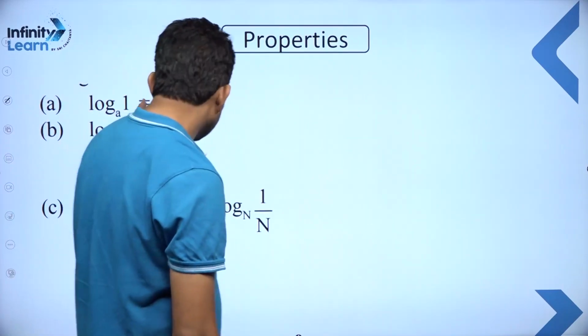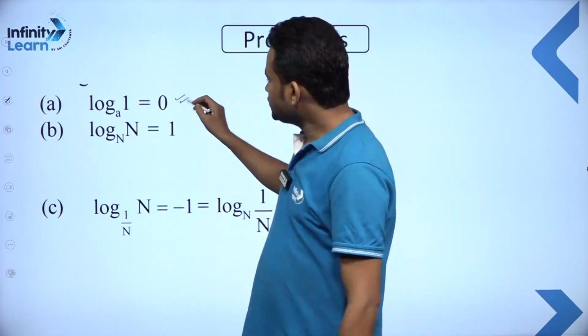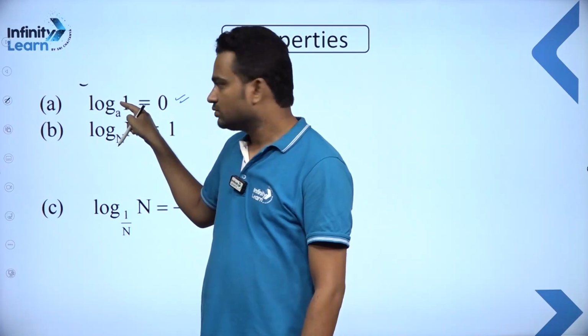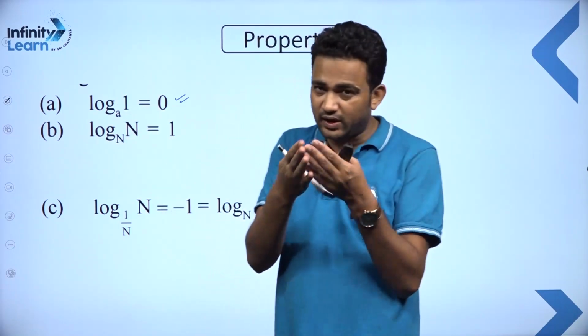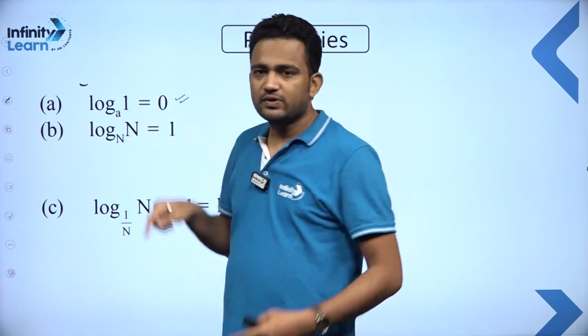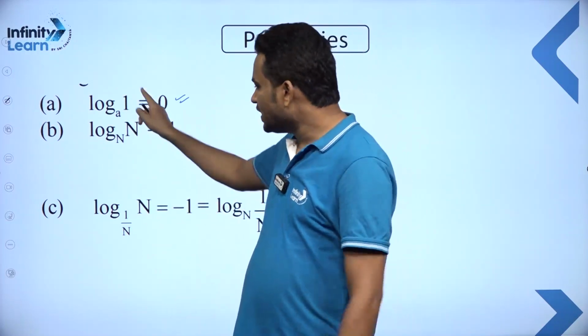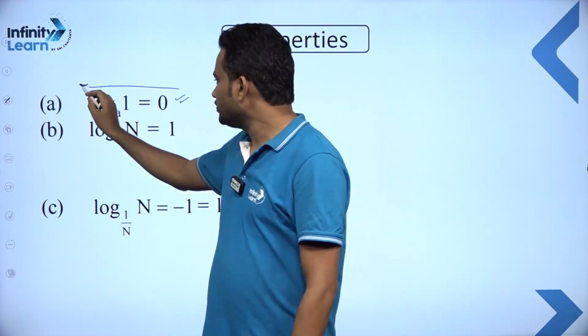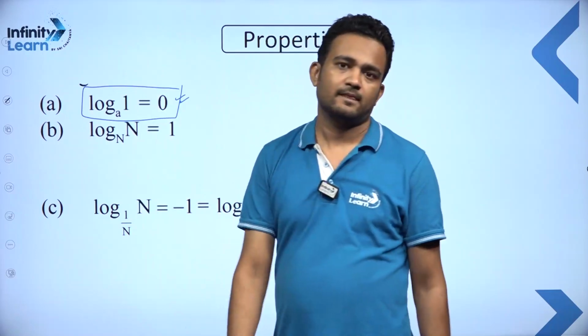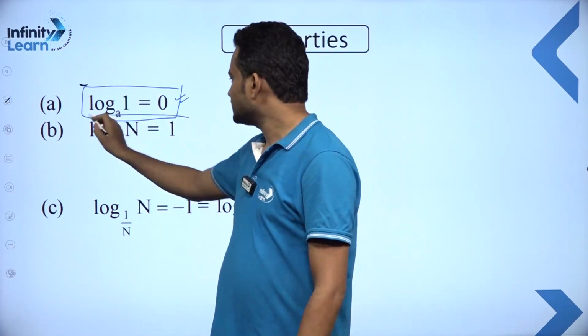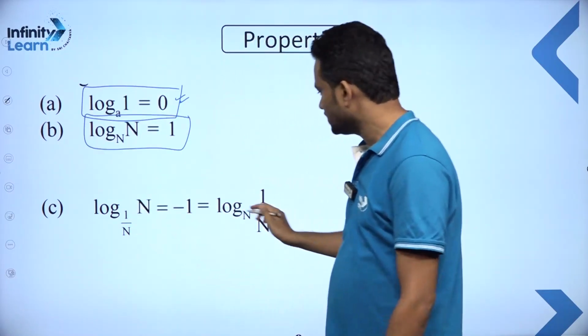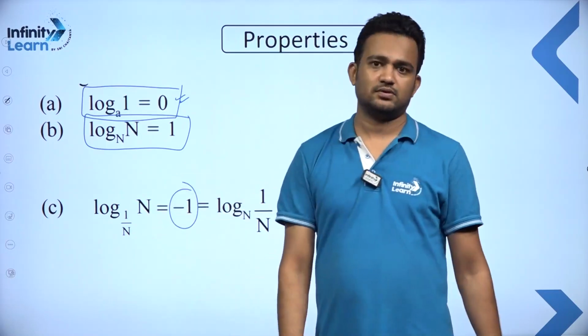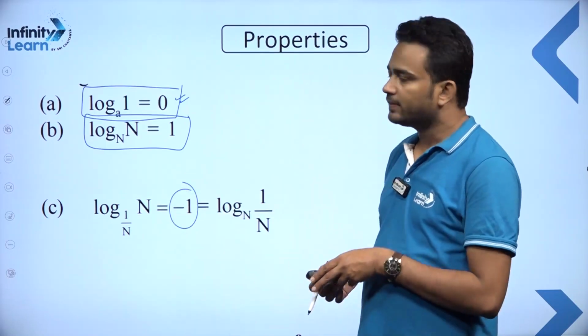Now some properties, I already told you these properties. What should be the exponent of a so that the result is 1? We know that a power 0 is 1. It means if the argument is 1, then the log value is always 0. If these two things are the same, then the value is 1. If they are reciprocal, then the value is minus 1. So these are the important properties.